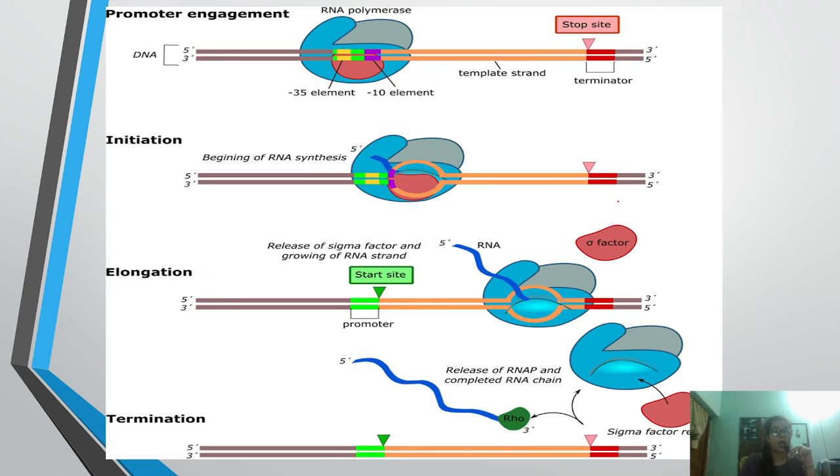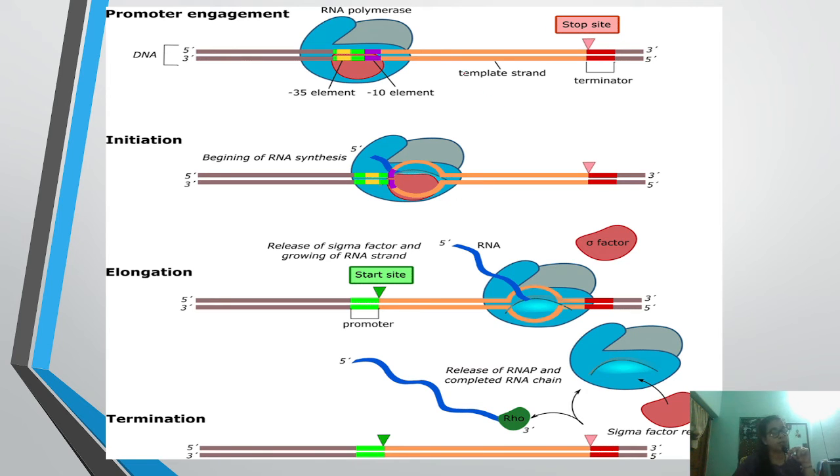As you all know, for the process of transcription, three important steps are necessary: initiation, elongation and termination. Before these three processes, the engagement of the promoter region is very important. Otherwise the inhibitor will come and bind and no transcription will take place, as you have seen in the lac operon. We will be discussing the lac operon later on, but before that, what is needed is the engagement of the promoter region.